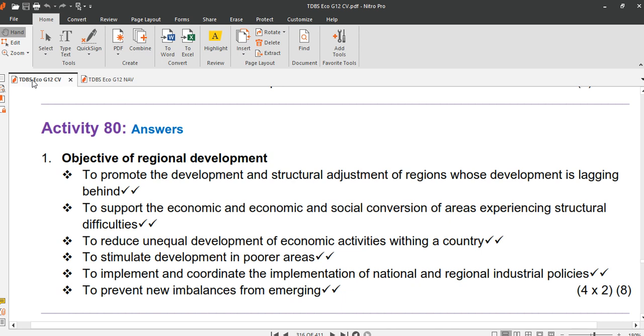To promote the development and structural adjustment of regions whose development is lagging behind. To support the economic and social conversion of areas experiencing structural difficulties. To reduce unequal development of economic activities within a country. To stimulate development in poorer areas. To implement and coordinate the implementation of national and regional industrial policies. To prevent new imbalances from emerging.